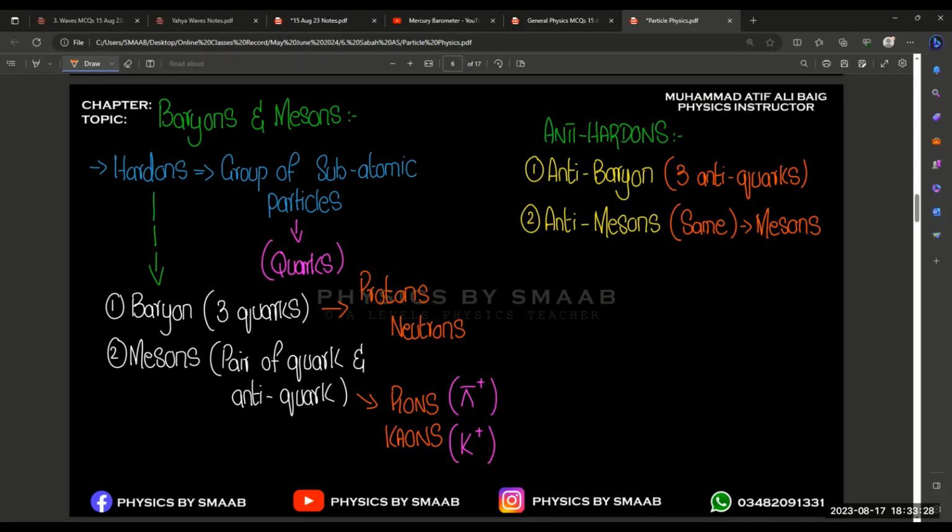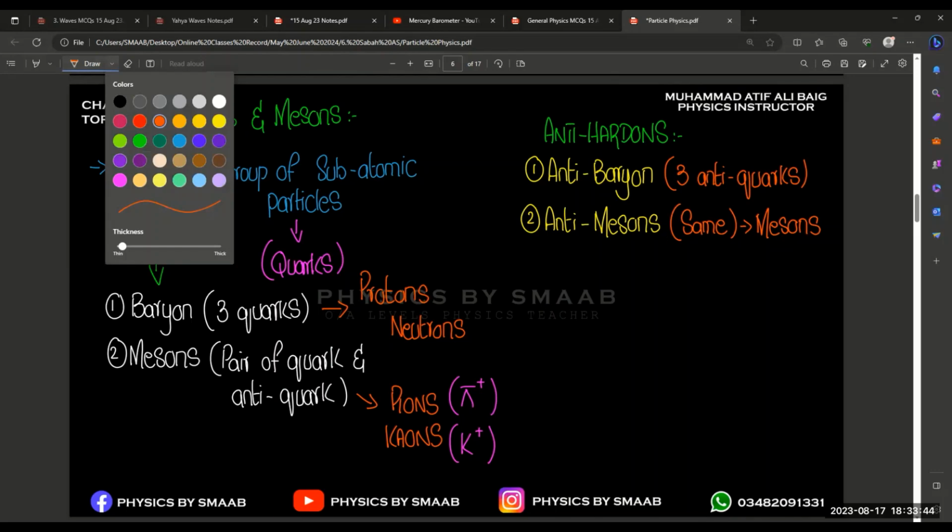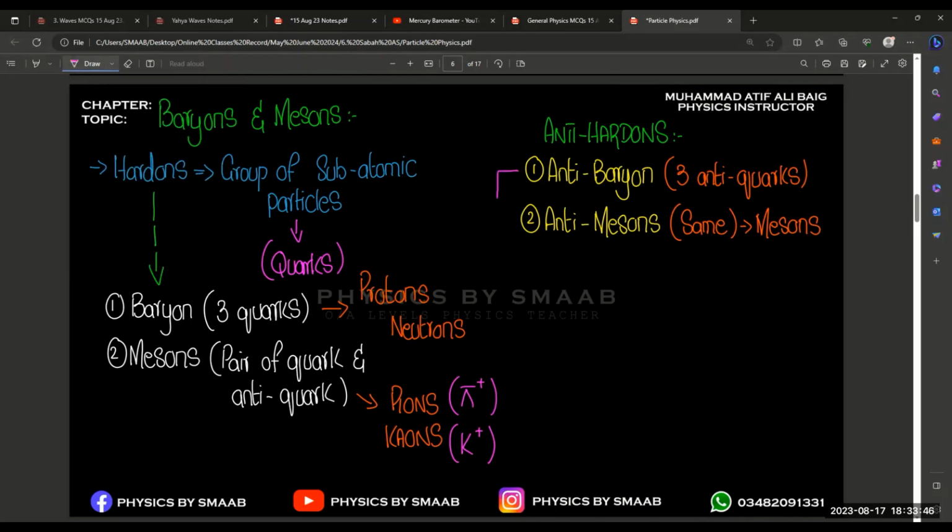So you know that if we just reverse the quark, the reverse of the quark is anti-quark, and again the reverse of the anti-quark is quark. So they will remain the same. And if we want to write the examples of these categories, for the example of antibaryon, we have antiprotons and antineutrons.